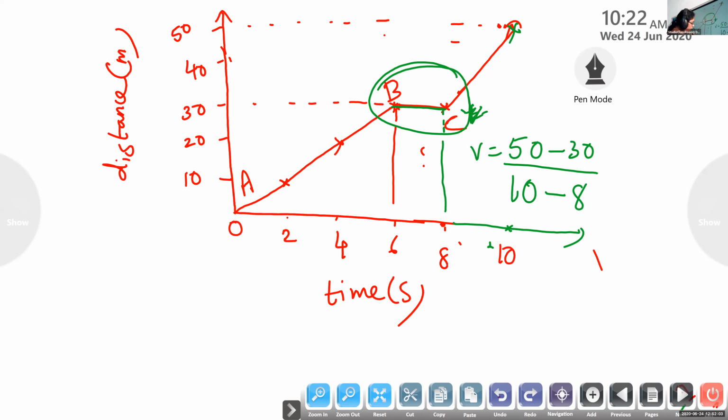Give me the answer. For velocity, V is equal to 10. Very good, because 20 by 2, 10 meter per second. So did you understand how to find out the speed using this graph? This is the reason I made you study all the 6 graphs.